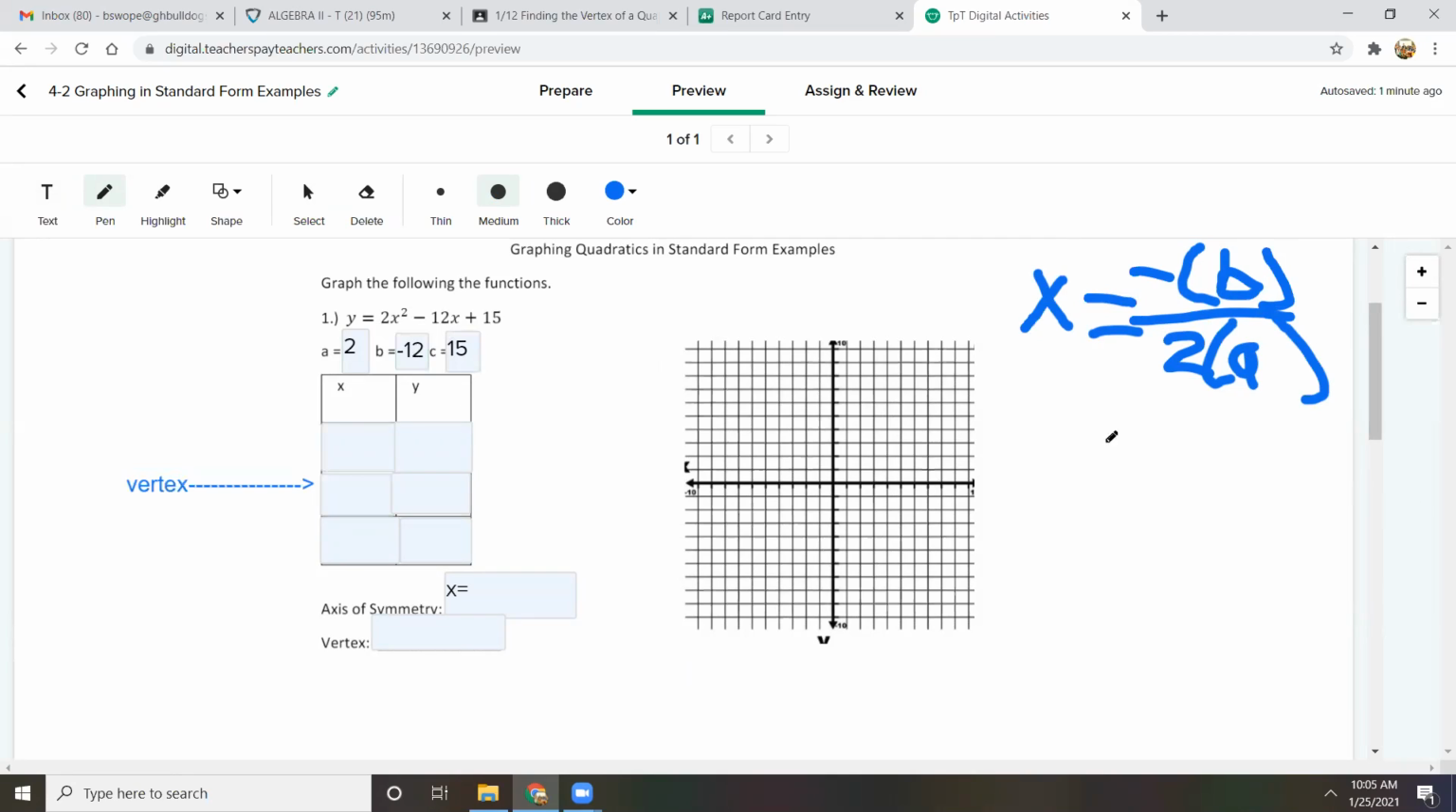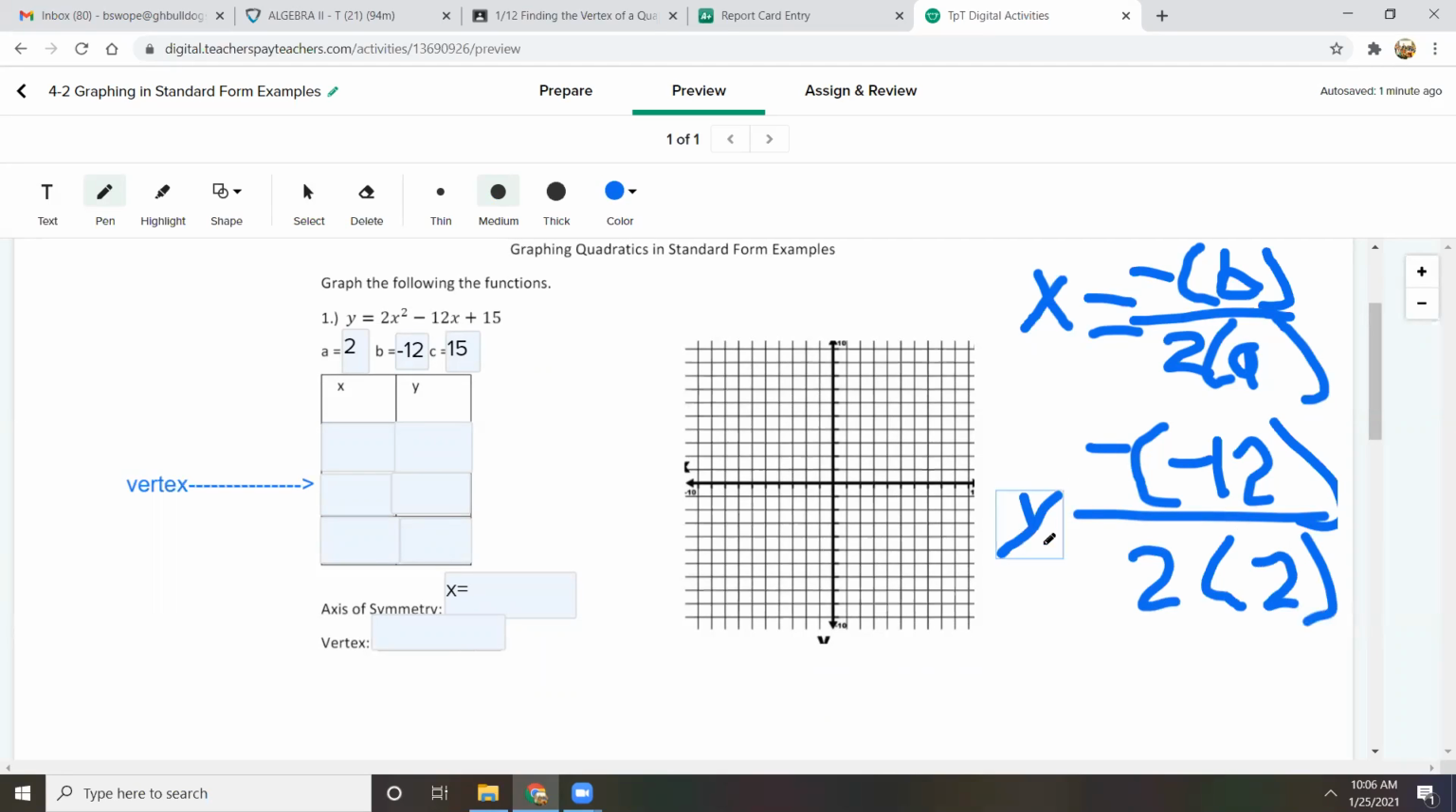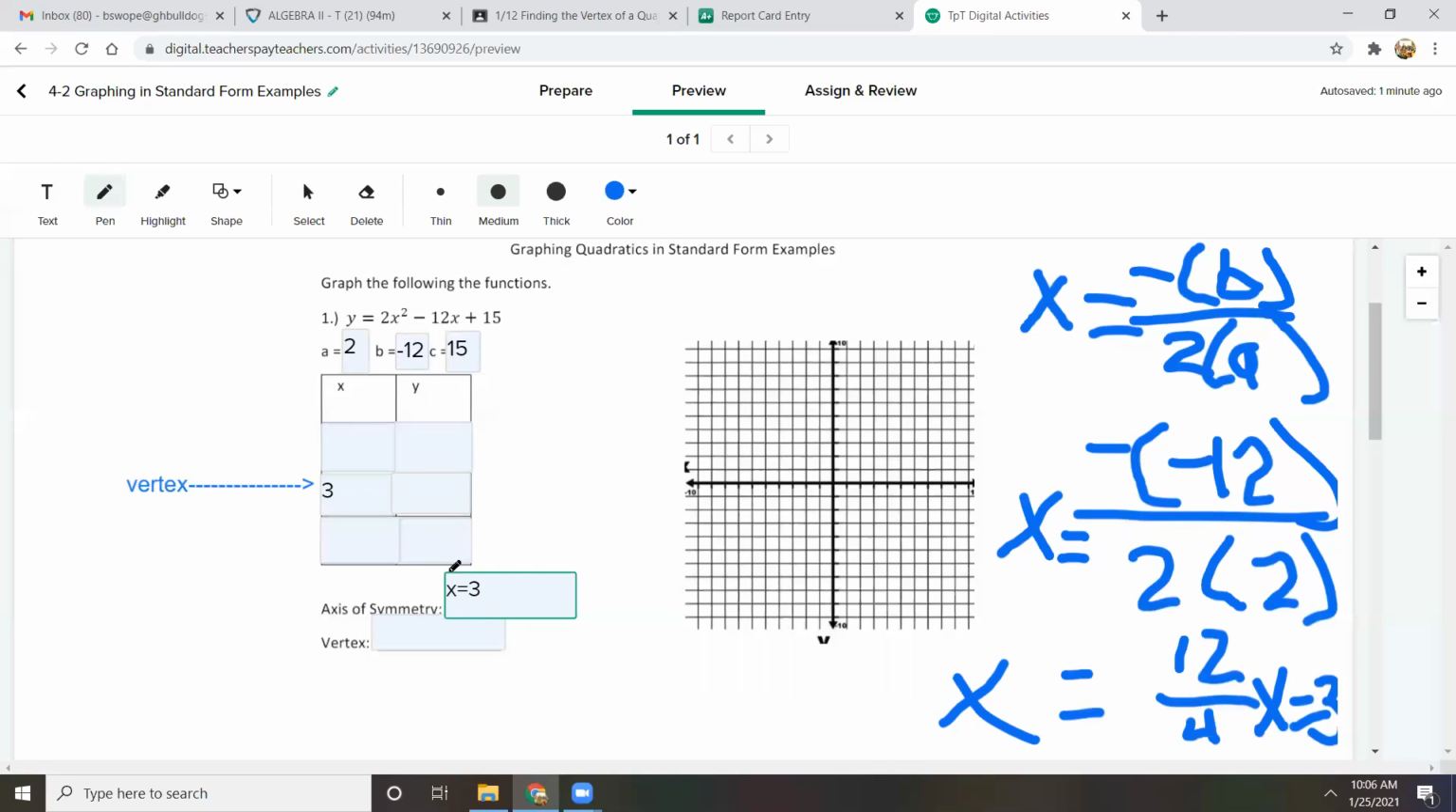So looking at our problem, we're going to have negative 12 all over 2 times a, so 2 times 2. And we need to clean this up. Like I said in the Ed Puzzle video, the top just changes your sign, so this negative 12 turns into a positive 12. Then 2 times 2 on the bottom would be 4. And then you just simplify: 12 divided by 4 would be 3. So that's what goes in the middle of your table, and that's your axis of symmetry.